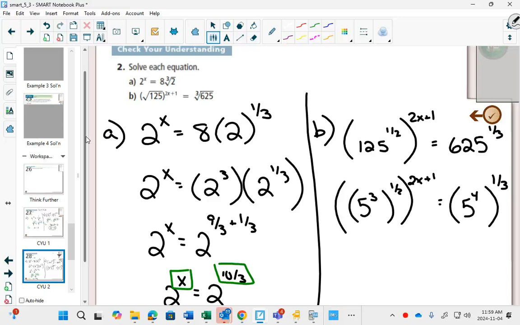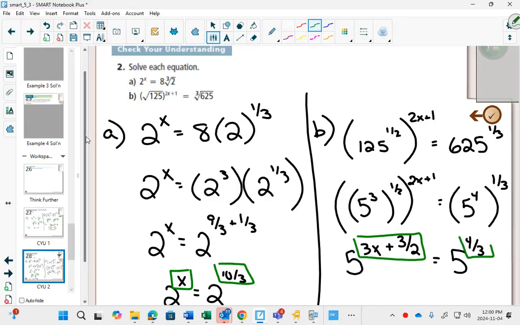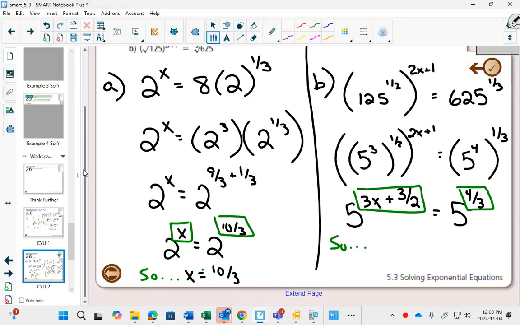Here I have a power to a power to a power. We're going to have to multiply all of those through. So this will be 3 times a half, 3 halves. 3 halves times this, I'm going to get 5 to the 3x, 3 halves times 1 plus 3 halves. And on this side, I'm going to get 5 to the 4/3. And now we've got both sides with a base of 5. So our exponents have to be the same.